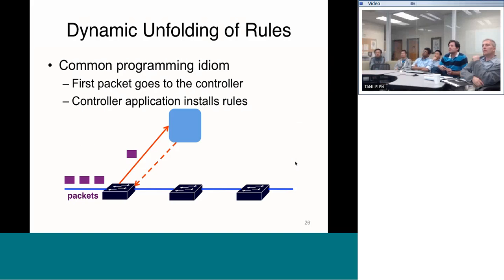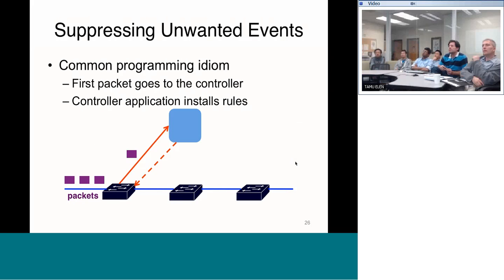Cool. So the third thing I wanted to mention is a common programming idiom in OpenFlow: the first packet of a group of packets goes to the controller. This is what happens if you don't know ahead of time how you want to handle a particular kind of traffic, or you just don't want to use the space in the switches to install rules ahead of time. You might send the first packet of a large traffic aggregate to the controller, and then the controller will install rules that will handle the subsequent packets that look like this one.